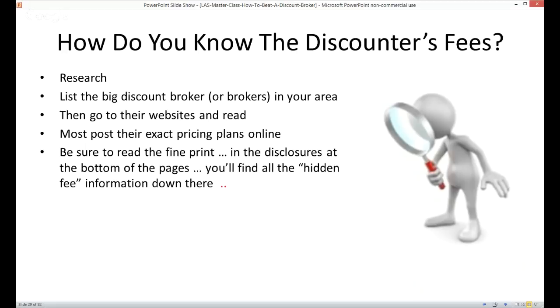Be sure to read the fine print. Where you're going to find that is usually the disclosures at the bottom, because they need to disclose this information. So you'll find all that hidden fee information down there in the teeny print. That's where you want to look. You might even make a copy of it for your records or even to put on your form.